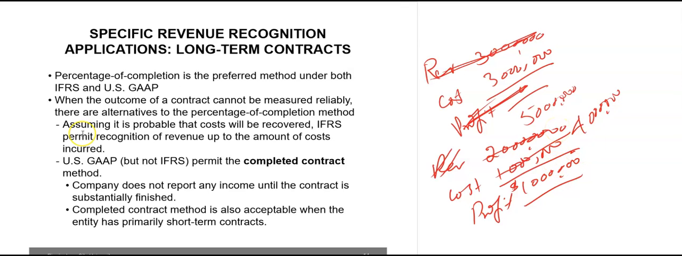and then the profit will be the same 1 million. Under the US GAAP, the completed contract method is also acceptable when the entity has primarily short-term contracts. Also note that if a contract is started and completed in the same accounting period, there is no difference between the percentage of completion and completed contract methods in terms of revenue recognition and expensing the costs.